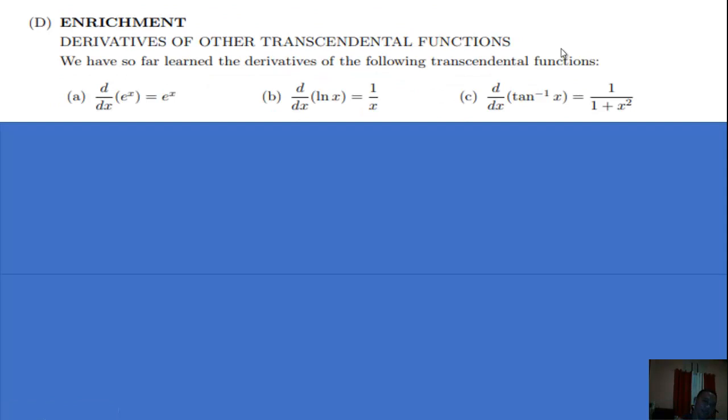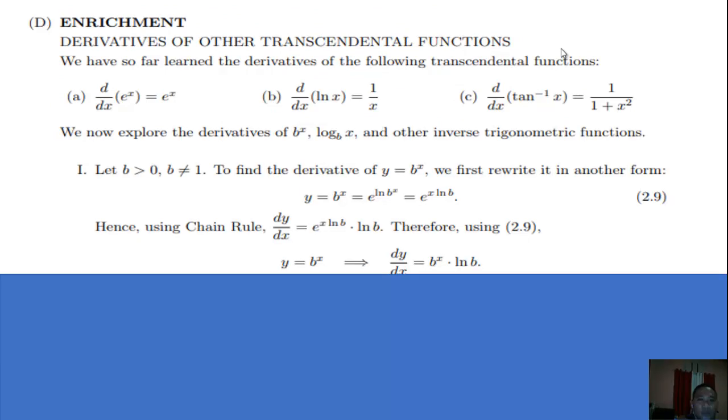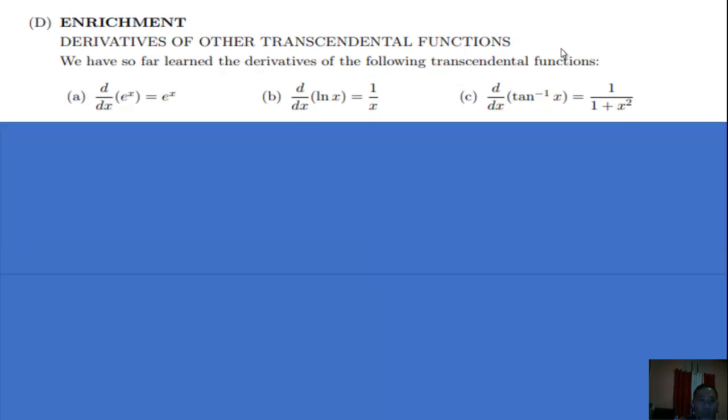Ayan. Okay. So, these are your enrichment. Okay. Derivatives of other transcendental functions. The derivative of e to the x is e to the x. Derivative of ln of x is 1 over x. And the derivative of arctan of x is 1 over 1 plus x squared.